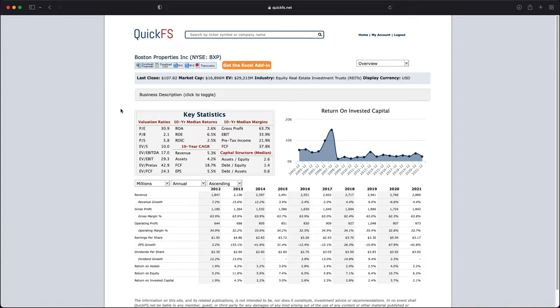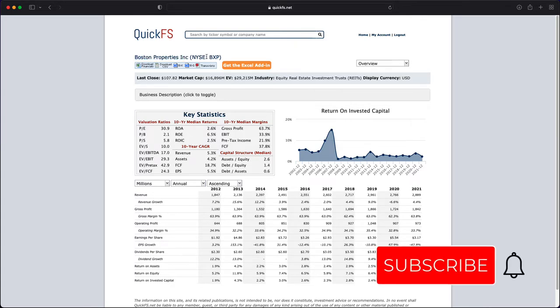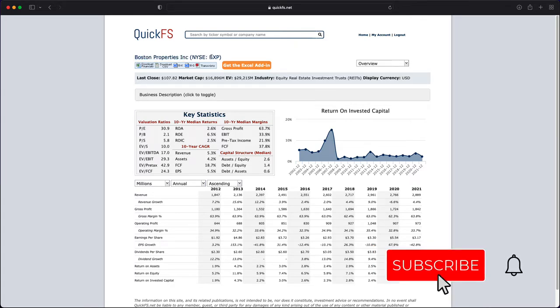We're working through every company in the S&P 500, and today is Boston Properties, Inc., ticker BXP. Over the next few minutes, I'll discuss both the valuation of this company and my thoughts on its business quality.